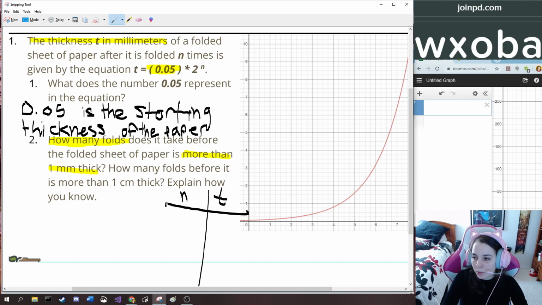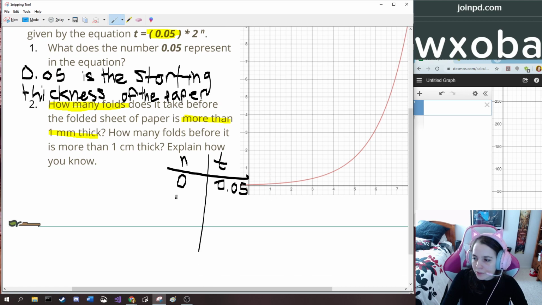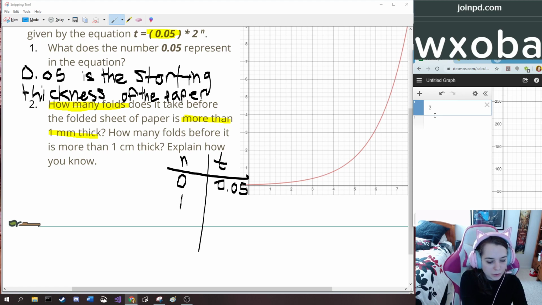n would be the number of folds, or this would be our x, okay? When you start with 0 folds, it's going to be 0.05 milliliters thick, okay? After another fold, you're going to double that. So you would do 2 times 0.05 to get 0.1.